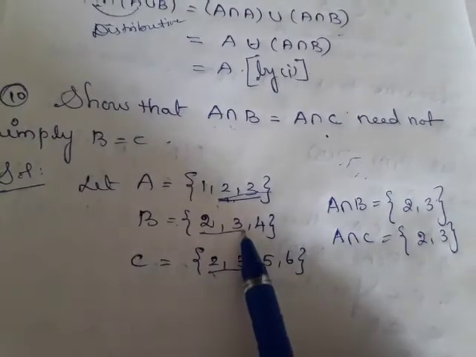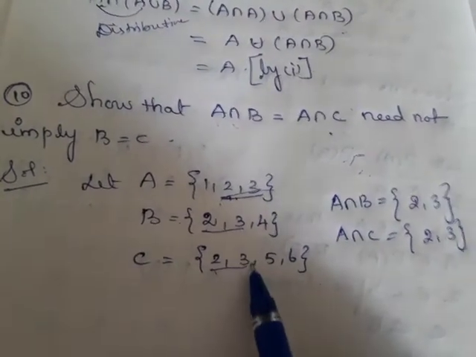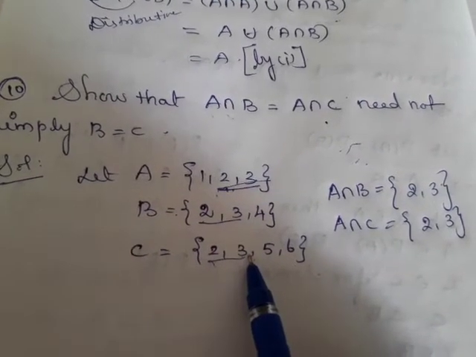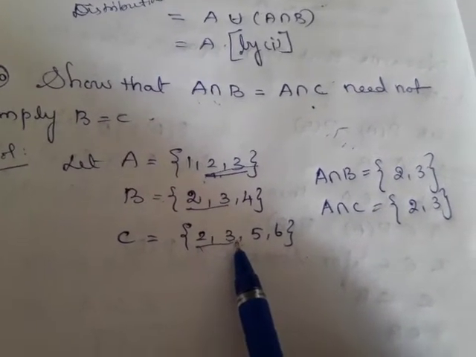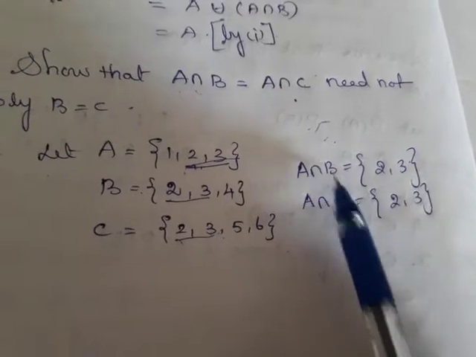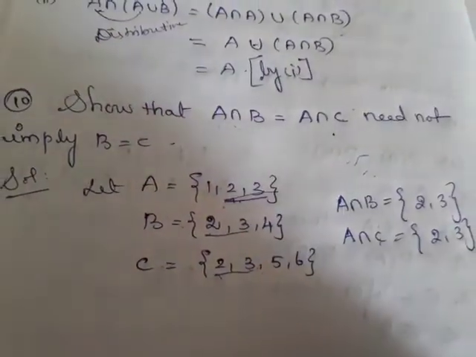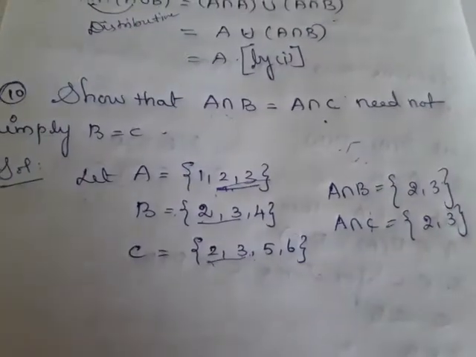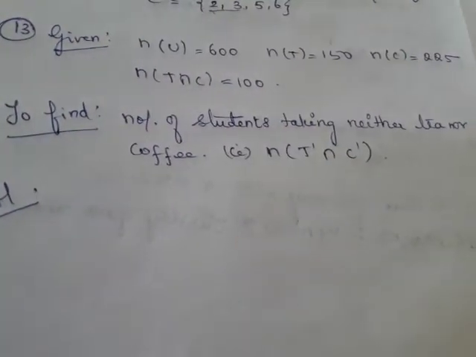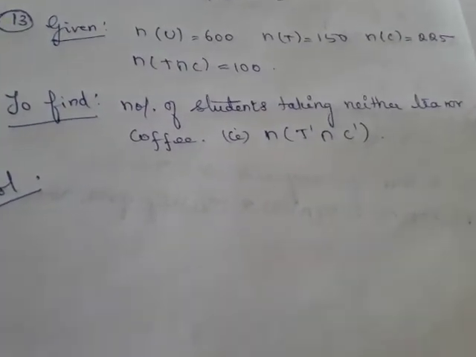But if you see, set B and set C are not equal sets. When will we call two sets to be equal? If they have the same elements. So intersections being the same need not imply the two sets should be the same. Hence we proved it, right? Now let us move on to the next question, the 13th question.